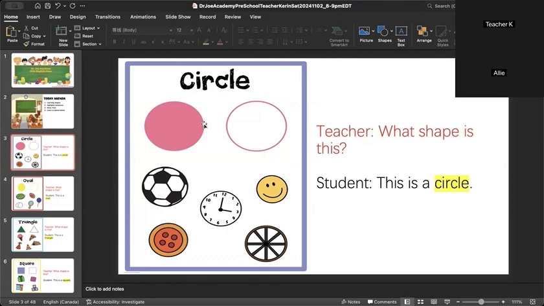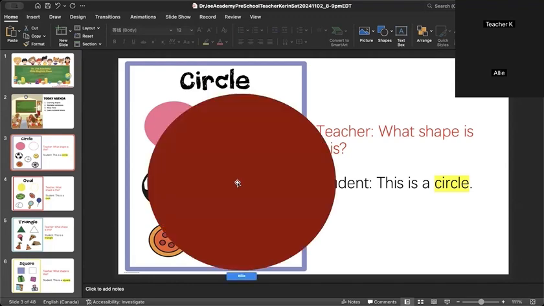A little bit oval. I think it's a little bit oval. It's actually a circle. There's another slide that covers the oval, but what other shapes can you think of? So in this slide we display a soccer ball, a clock, a smiley face, a wheel, and a pizza. But what other shapes can you think of that's a circle? A watermelon. I think that depends, some are shaped oval, so I can't completely say that's a circle. But yes, it can be considered.